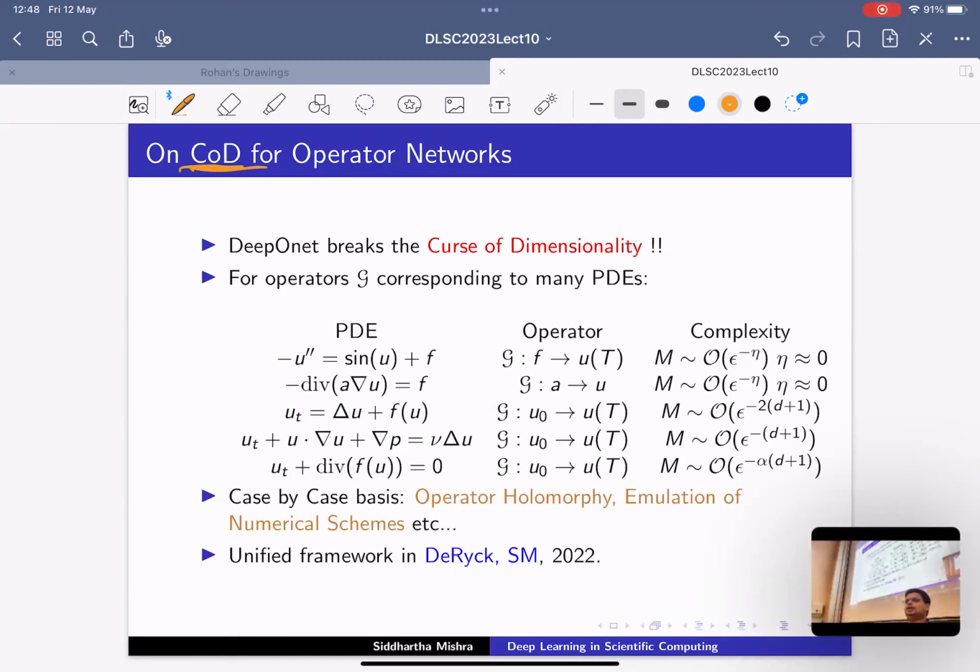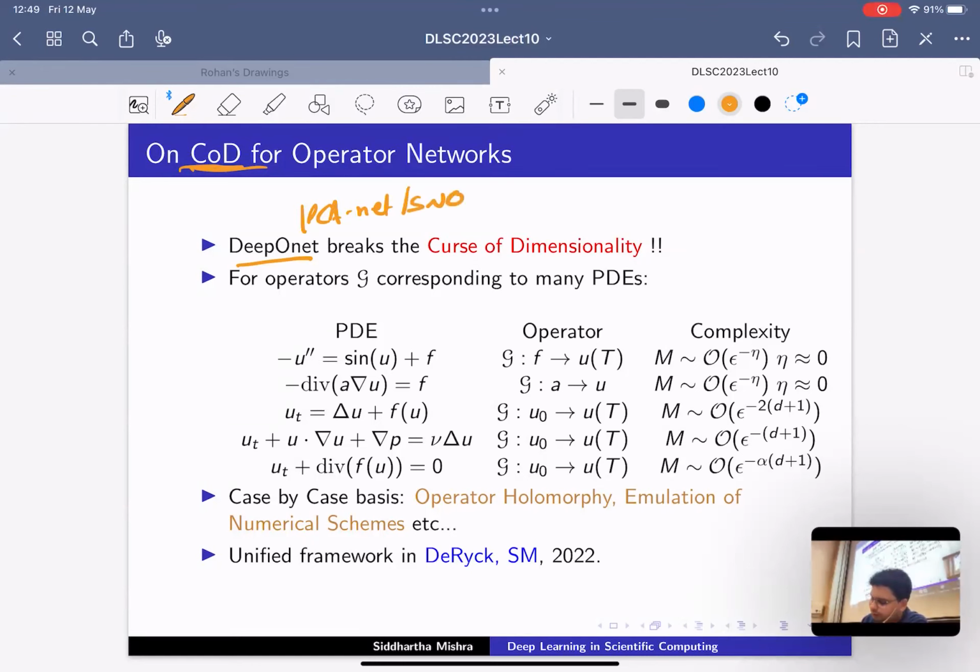However, there is some additional structure that one can leverage in order to sort of break this curse of dimensionality. DeepONet, but this is also true now for PCANet, SNO, all of these architectures, they break the curse of dimensionality. And how do they do that? In what context do they break the curse of dimensionality?